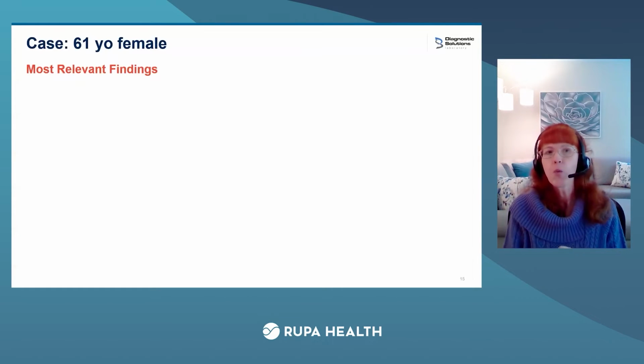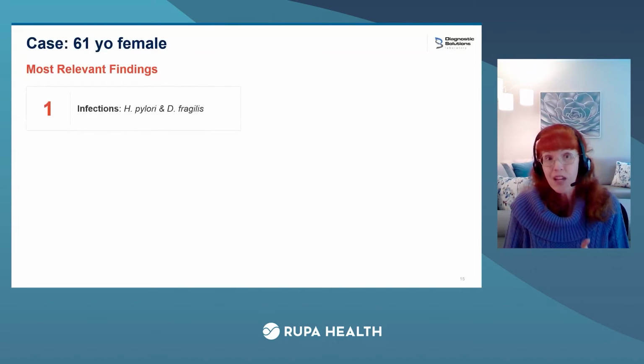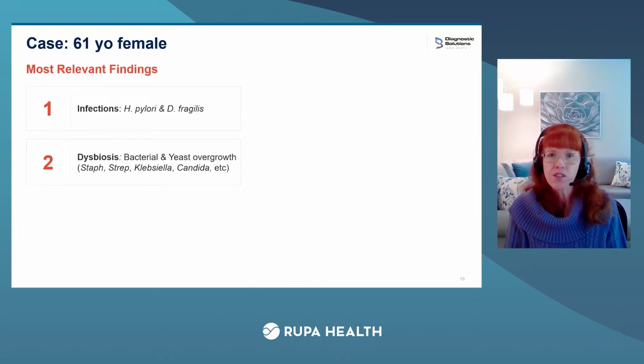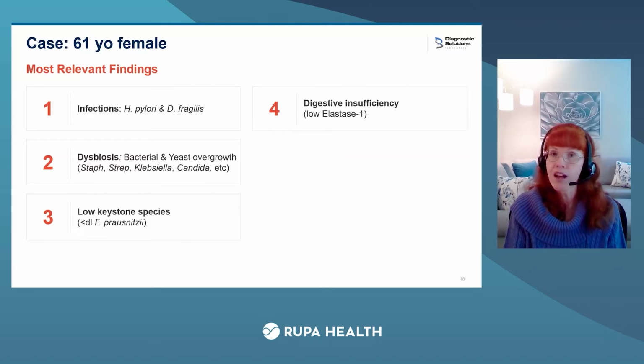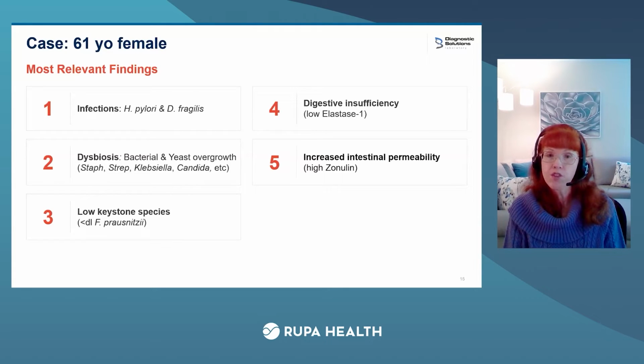So let's sum this all up. What were our most relevant findings for her? First thing was she has 2 infections, H. pylori and Dientamoeba fragilis. Second, she has some dysbiosis, that is an imbalance in her gut flora. So in her case, both bacterial and yeast overgrowth. Third, she has low keystone species, that is, low Faecalibacterium prausnitzii. Fourth, she has digestive insufficiency. That we know because of her low elastase 1. Fifth, she has increased intestinal permeability or leaky gut. And we know that because of her high zonulin.